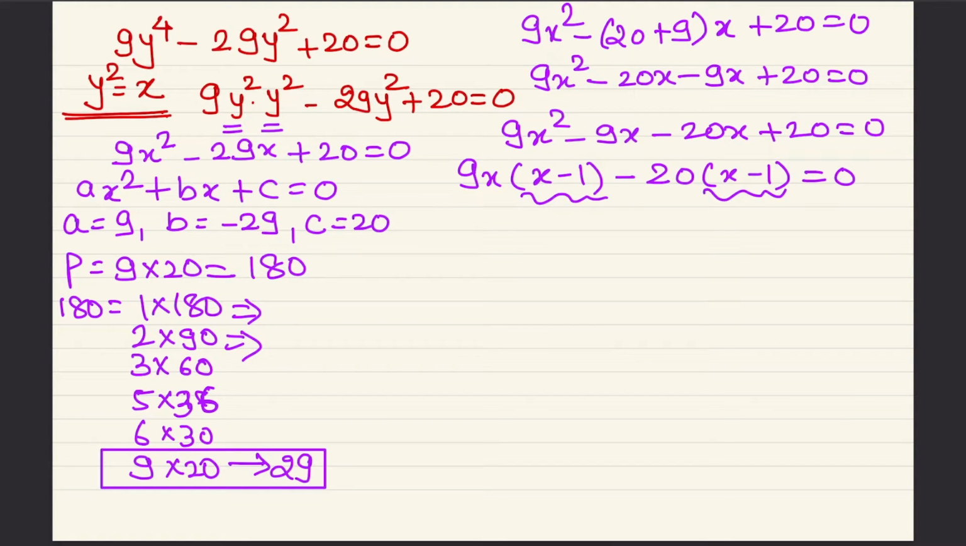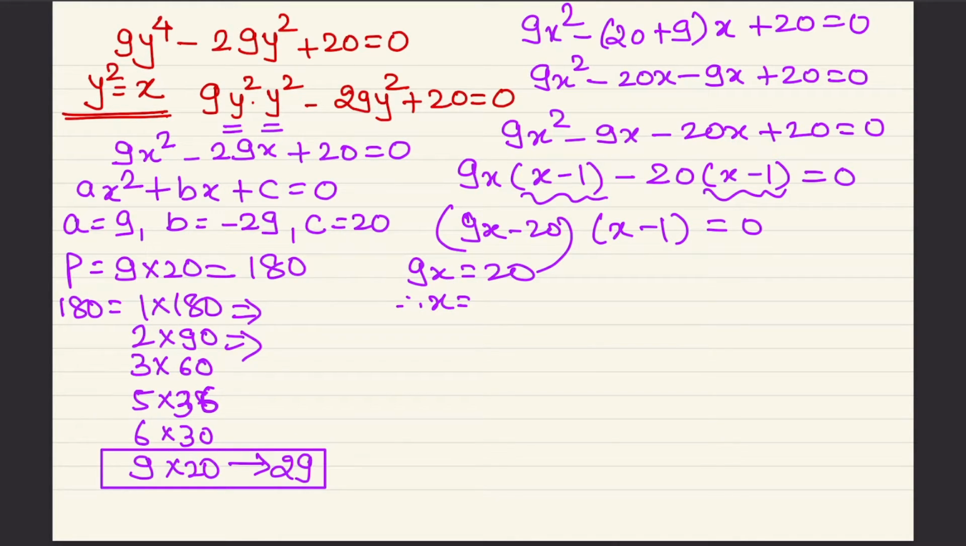So we'll take common again. So 9x minus 20 and x minus 1 equal to 0. Simplifying, 9x will give you 20, or x equal to 20 by 9 or x equal to 1.